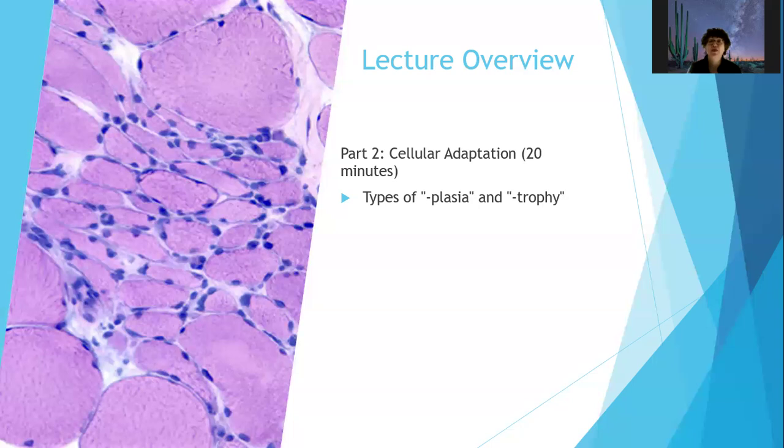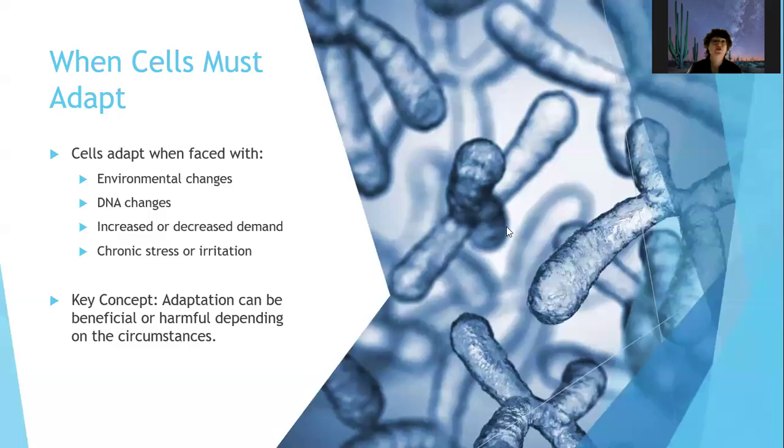And then with trophy, it's the cells are growing or not growing, depending. So trophic is usually growth, trophy. So let's talk about the different plasias and trophies.